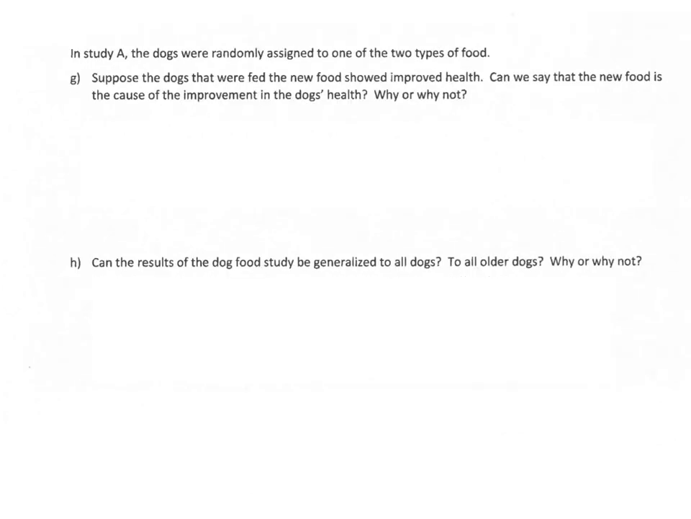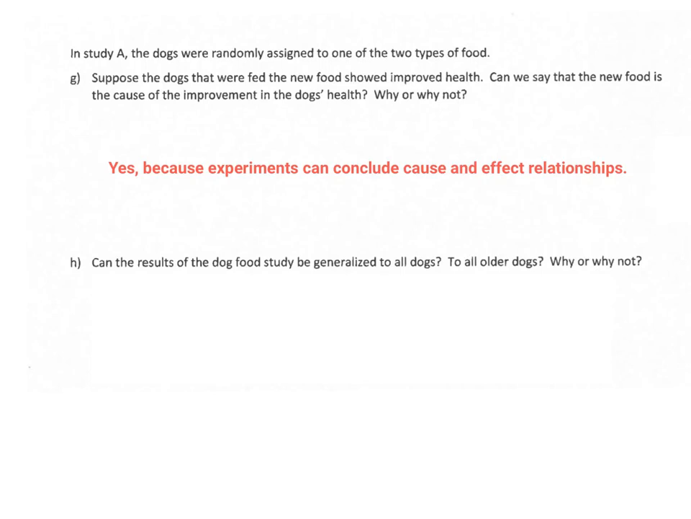Okay, so the bottom of the page actually goes back to study A, the one about the dogs and the dog food. So it says, in study A, the dogs were randomly assigned to one of the 2 types of food. All right, letter G. Suppose the dogs that were fed the new dog food showed improvement in health. Can we say that the new food is the cause of the improvement in the dog's health? Why or why not? All right, well here, yes, we can say that because this was an experiment. And remember, experiments can conclude cause and effect relationships. So you might want to hit pause to write that all out.